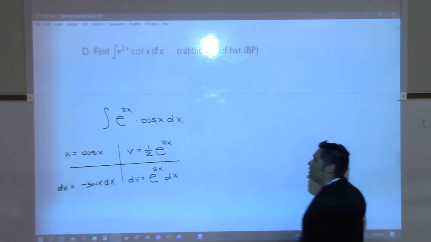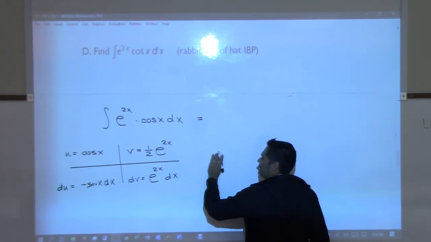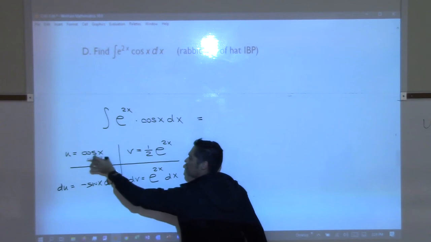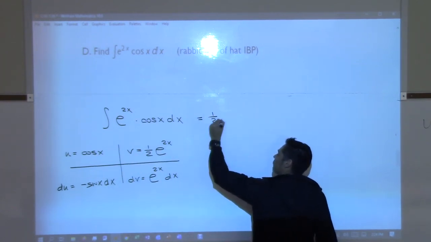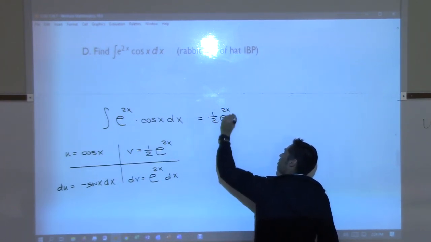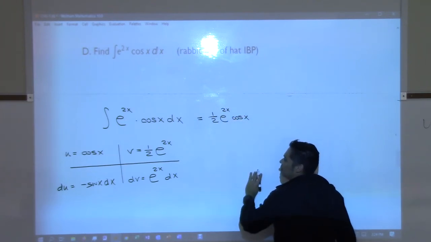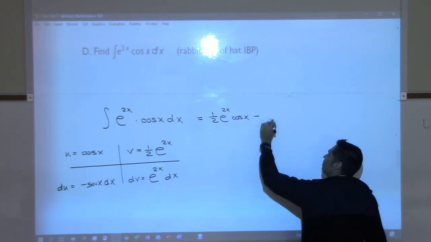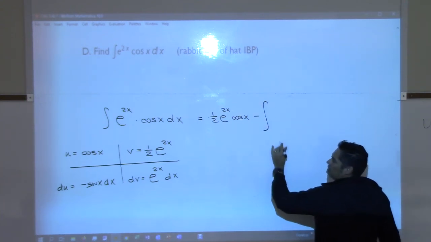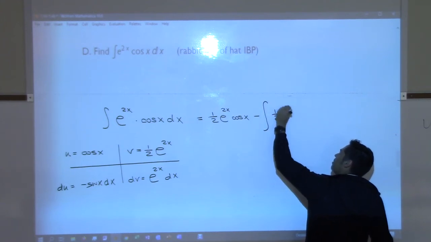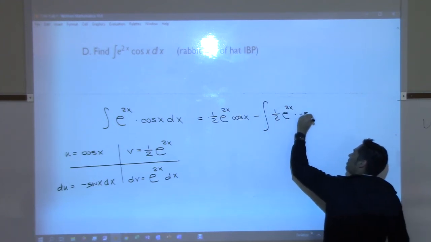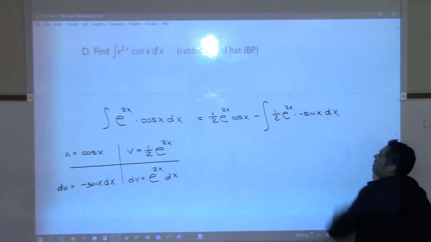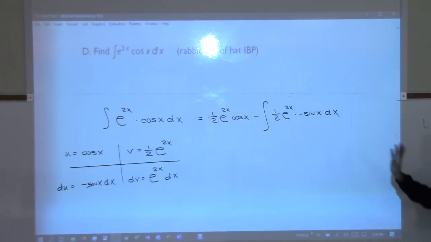So let's take a look at the new integral. It equals uv, these two multiplied, right? So I'm going to write 1/2 e to the 2x times cosine of x minus the integral. I'm going to do this one really slow. Integral of 1/2 e to the 2x times negative sine x dx. I decided to not pull any constants out on this one because I'm just going to do it on the next line. Do you all agree that's uv minus the integral of v du? Okay, now I'll clean it.